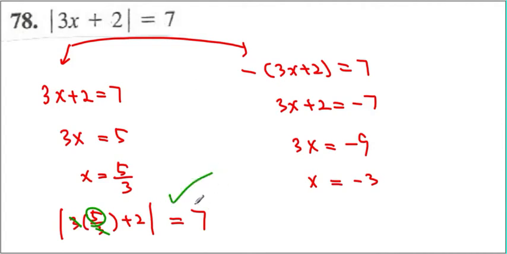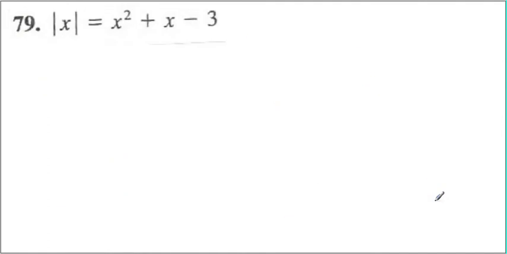So this is correct. Now, how about negative 3? 3 times negative 3 plus 2 is equal to 7. Now, 3 times negative 3 is equal to negative 9. When you add 2, then it becomes negative 7. But because of the absolute value, it becomes positive 7. So both of them work. So they are correct answers. Let's look at the next one.